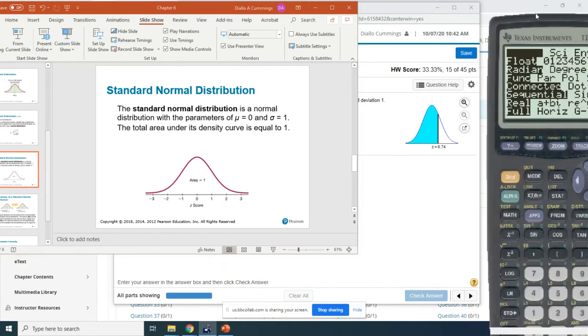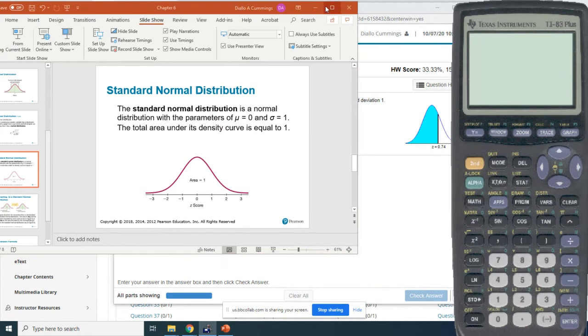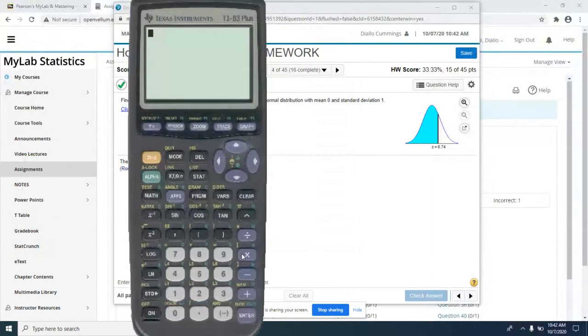I'm going to pull up my calculator. And since we're calculating the probability of not exactly one value, we're calculating the probability of a shaded area, I'm going to use the CDF. So I'm going to go in the second distribution, and I want to use the normal CDF. And I'm basically going to put in an interval. I'm not going to put in -3 to 0.74. I'm actually going to use -10.